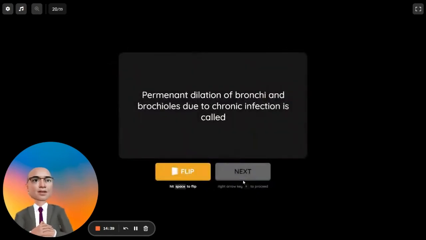Permanent dilation of bronchi and bronchioles due to chronic infection is called, this is a clinical anatomy question. This condition is called bronchiectasis.